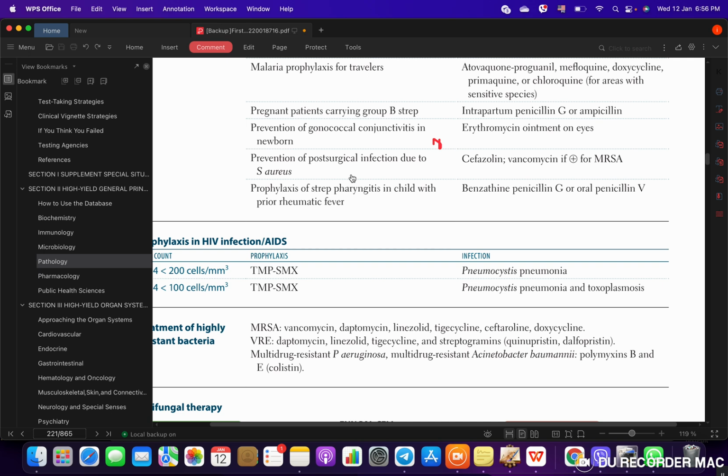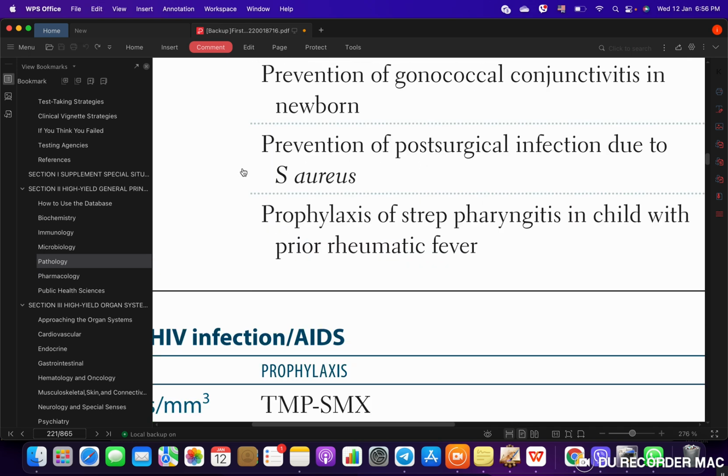Okay, prevention of post-surgical infection due to Staph aureus. Remember the friend of the surgeon? Which drug is the friend of the surgeon? It was a cephalosporin, first generation.